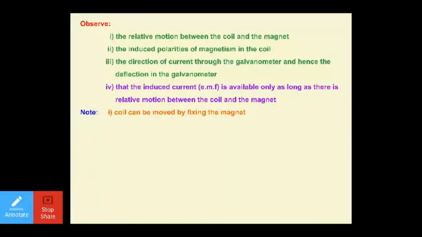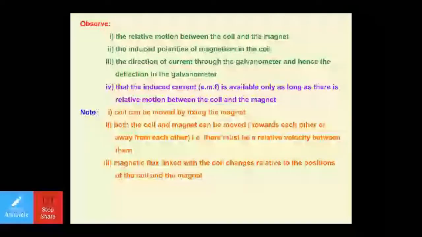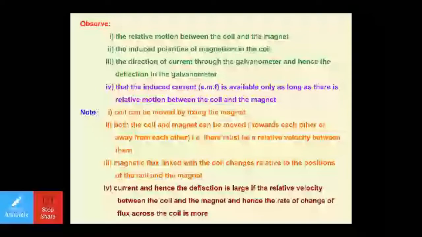Now let us talk about the next thing. The third point is that the magnetic flux linked with the coil changes relative to the position of the coil and the magnet. If the position of the coil and magnet changes, depending upon them only, there will be a change in the magnetic flux. If the change is more, flux will be more. If the change is less, flux will be less. So what needs to be more? The relative motion between the coil and the magnet.